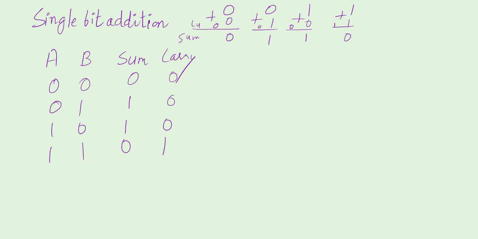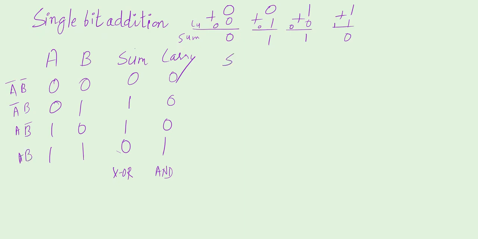If we observe the truth table, then we immediately understand that this sum is nothing but the XOR gate and carry is nothing but the AND gate. By observing this we understand, but otherwise the method is finding the minterms. So this minterm is A bar B bar. This minterm is A bar B. This is A B bar and this is A B.